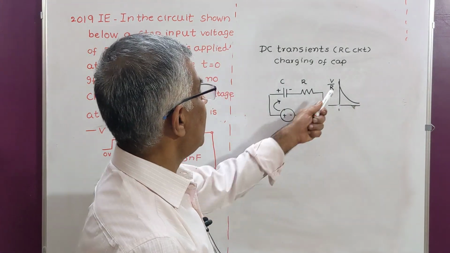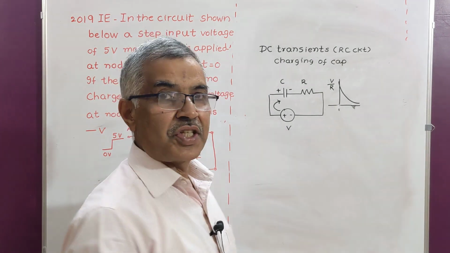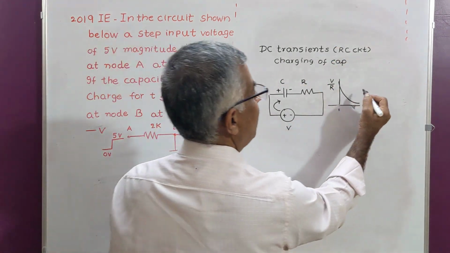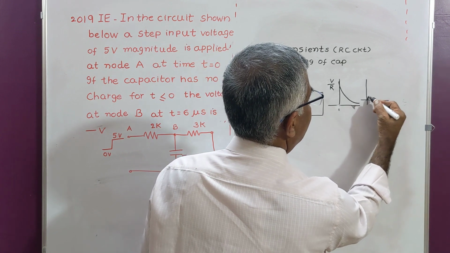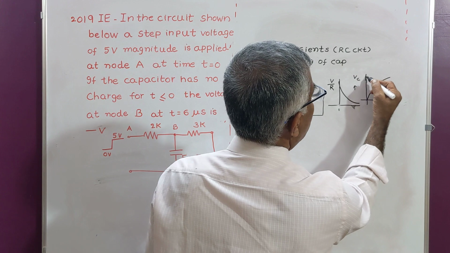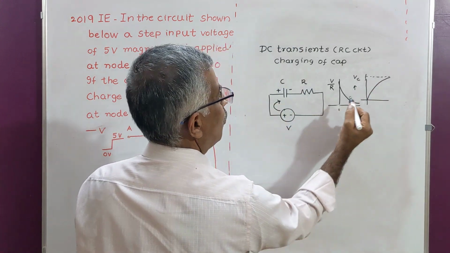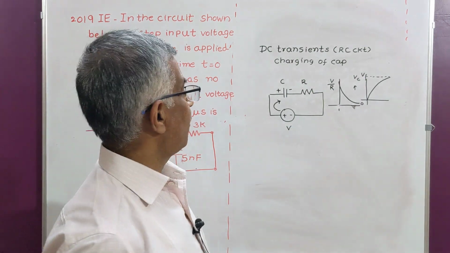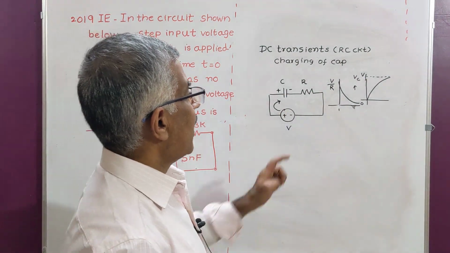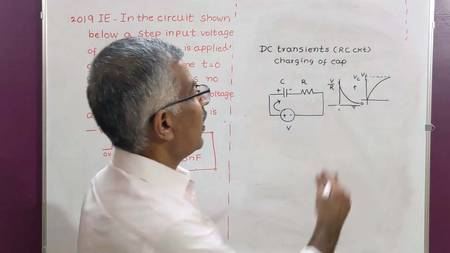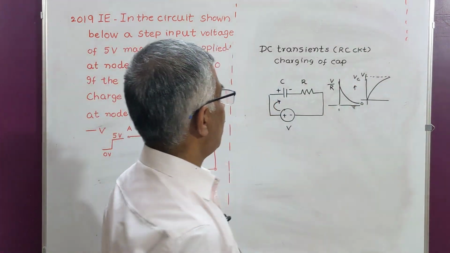You have studied this in initial conditions because charging current has to cease. Now capacitor acquires voltage like this, exponentially, and it is going to acquire a voltage V in time t equal to infinity. Theoretically, in infinite time, it is going to acquire V volts.